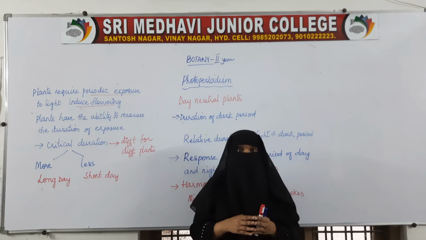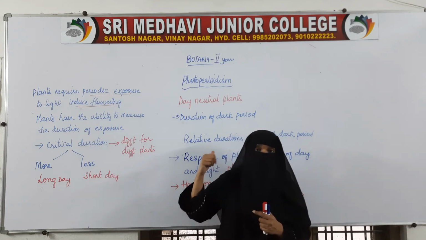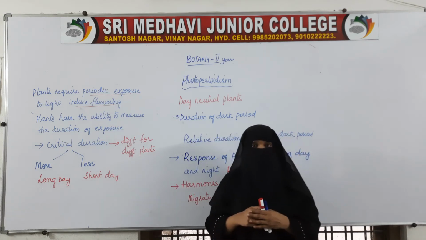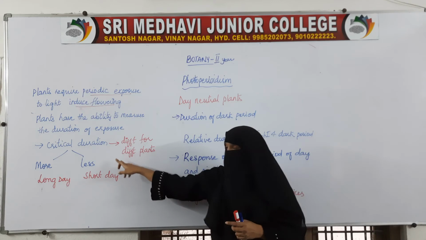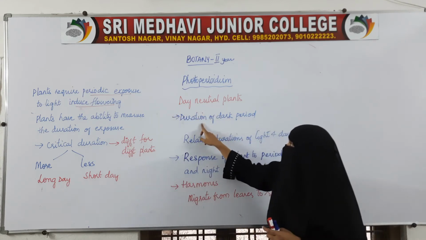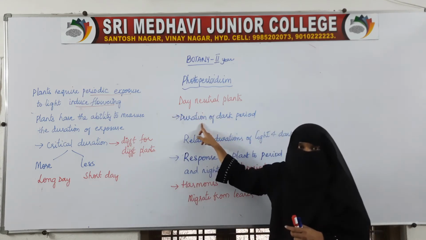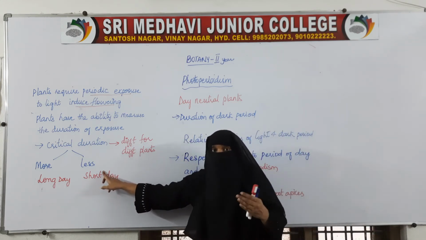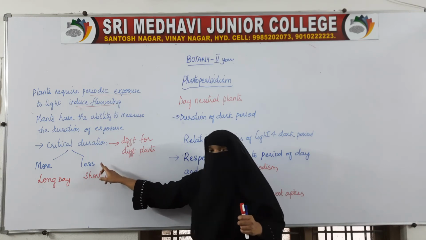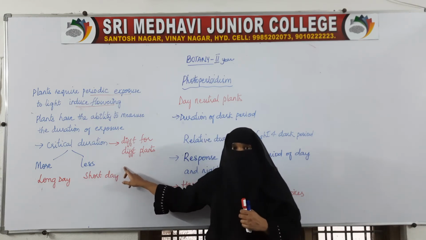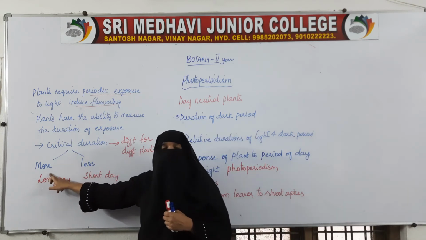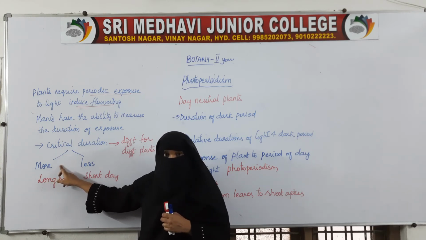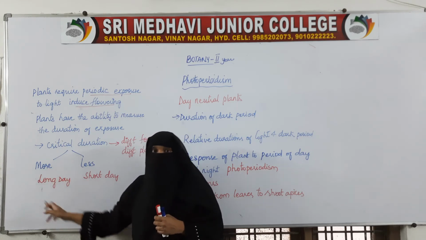If it does not get 11 hours of darkness, then the flowering will be affected. So, along with the duration of light, the duration of dark period is also important. In short day plants, if they need less exposure to light, that means they require more dark period. If they require more light period, then they require less dark period.